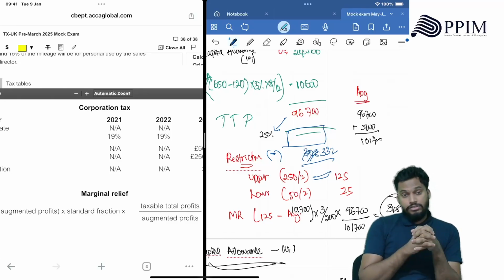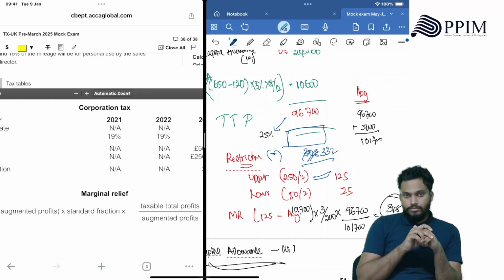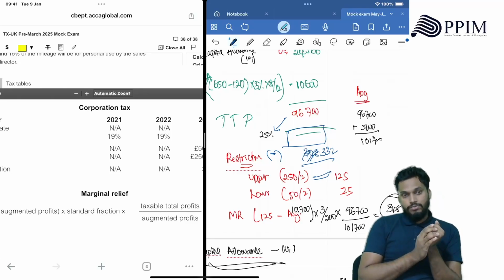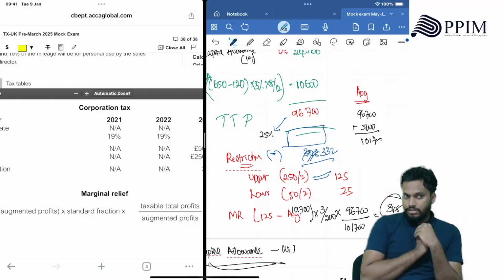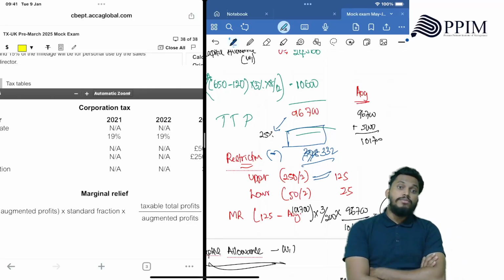Then losses: how losses are treated in companies and how they are treated for individuals, because those are two different things. Employment income, make sure you know that part as well, because it can be questioned. They can mix you up with occupational pension contributions and personal pension contributions along with NICs. Then the administration part.